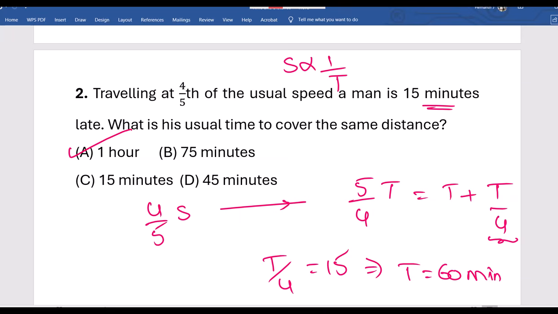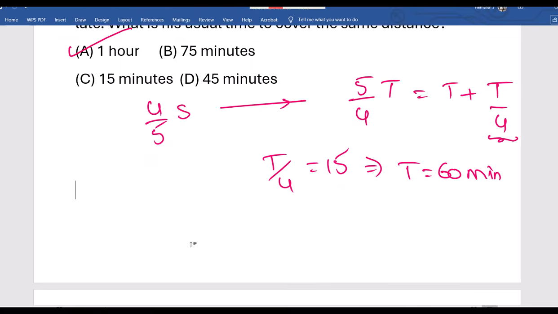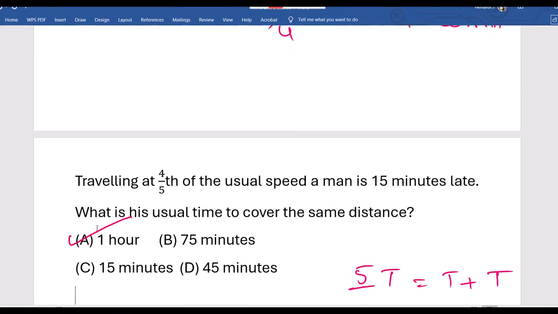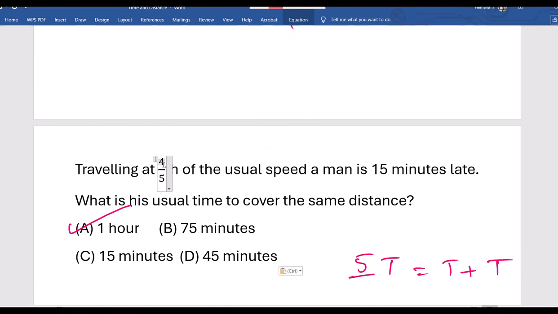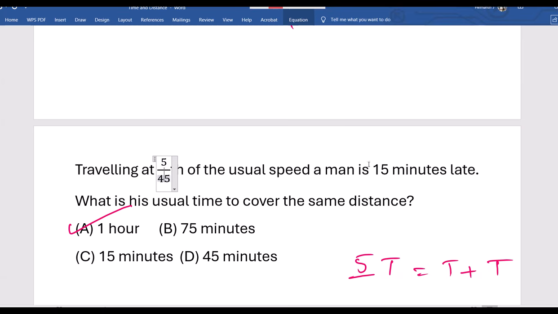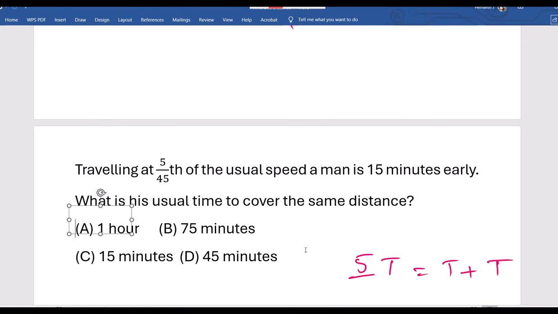Now listen, my dear, I am changing the question. Guys, everyone focus. Now, no pen and paper, see the screen and give me the answer. Same question. What I'll do: instead of late, it will be early, and I change 4 by 5 to 5 by 4. 5 by 4th of the speed and 15 minutes early. Now, what is the usual time taken to reach? Without pen and paper, see the question, tell me.